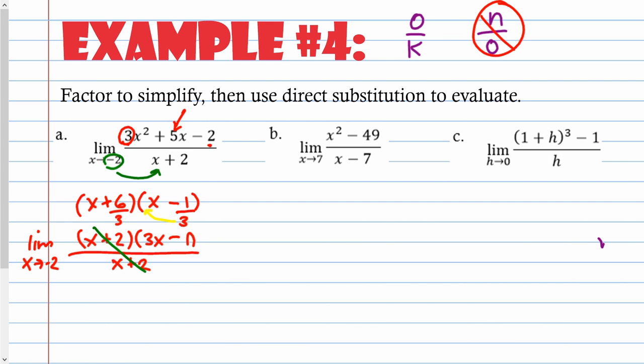And I am left with the limit as x approaches negative 2 of 3x minus 1 over nothing. It's beautiful. Now, you don't have to put divided by 1, right? And that's it. This is my new equation, and now I can do direct substitution. So this is the easy part. 3 times negative 2 minus 1, and that is negative 6 minus 1, so negative 7. And there's my answer.